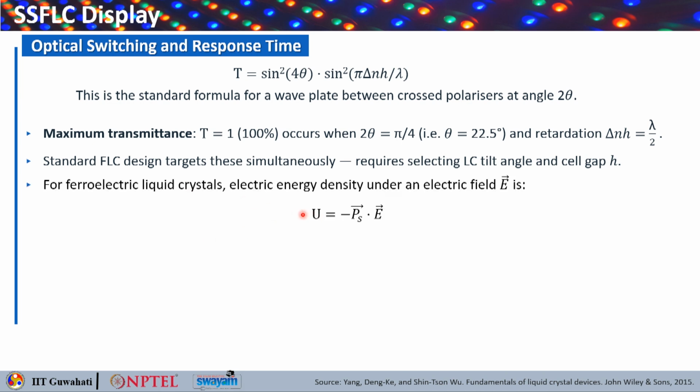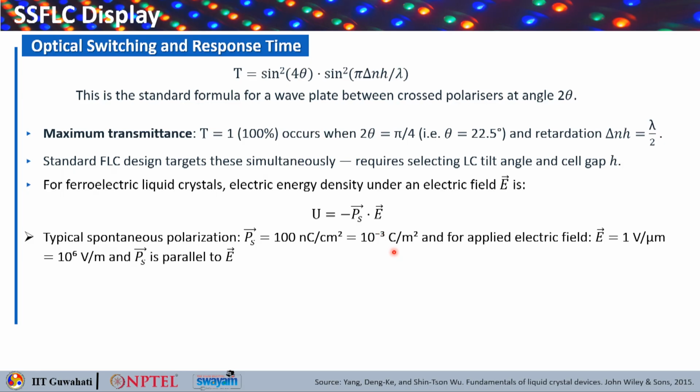So for ferroelectric liquid crystals, electric energy density under the applied electric field E can be written as U equals minus PS dot E. Typical spontaneous polarization values can be something like PS equals 100 nanocoulomb per centimeter square, or 10 to the minus 3 coulomb per meter square. When you have an applied electric field, something like E equals 1 volt per micrometer, that is 10 to the power 6 volt per meter, and you consider the polarization to be parallel to the electric field, PS parallel to E.